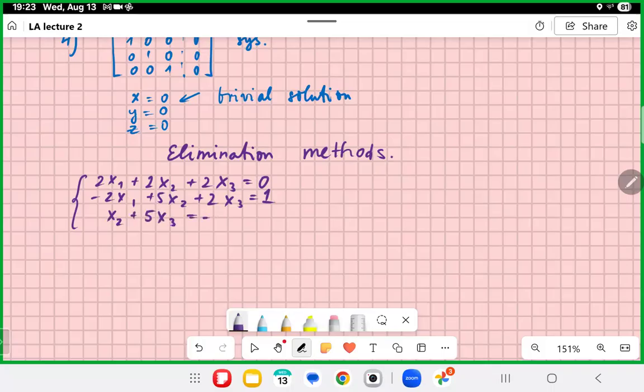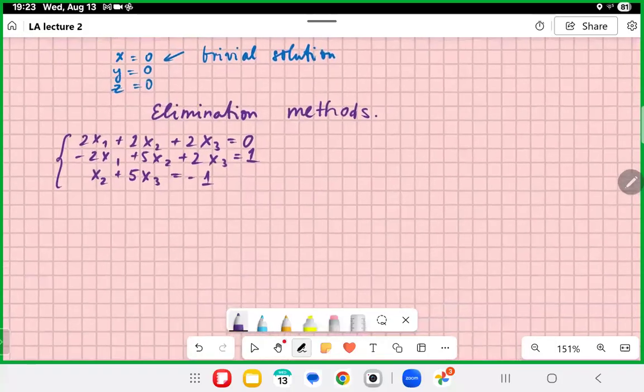So how are we going to start solving? First, we're going to convert it into an augmented matrix, which means that you copy the coefficients and copy the right side. So it's 2, 2, 2, 0 here. And it's minus 2, 5, 2, 1. And 0, 1, 5, and minus 1. So that's going to be my augmented matrix.